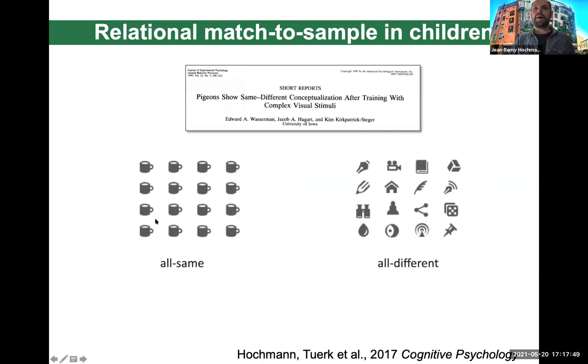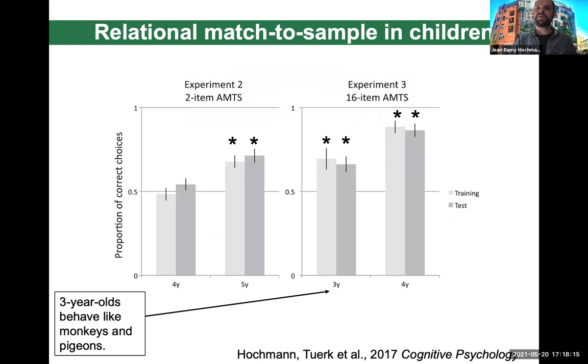Now in the animal literature again, the work of Ed Wasserman and his colleagues has shown that with pigeons and baboons, if instead of using pairs of stimuli, you use arrays of 16 stimuli like this, where the stimuli are all the same or all different, then the animals succeed. So we asked again whether we would find the same pattern with children. And again, we find the same pattern. Now 3-year-olds and 4-year-olds do succeed with 16 item arrays, whereas they were failing with 2 item arrays, okay?